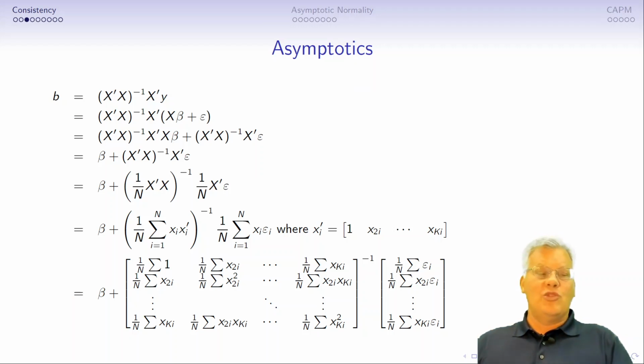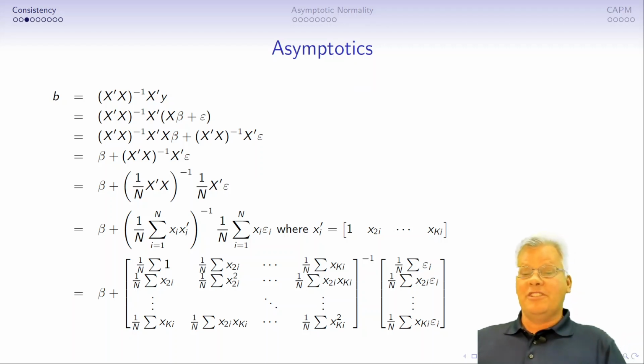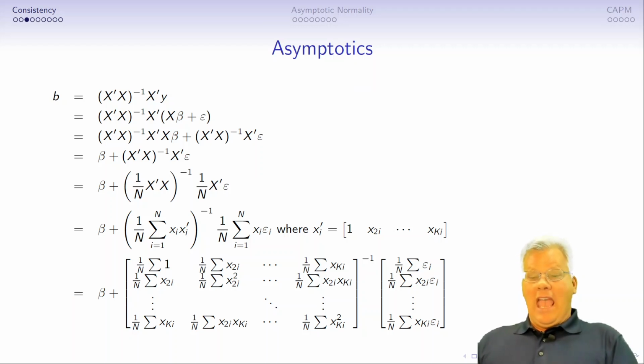The remainder of the matrix, as I go down the diagonal, is 1 over n times the sum of x2i squared, x3i squared, etc. And the off-diagonal elements represent covariances. The matrix on the right-hand side now becomes the average of the population stochastic disturbance terms, and then the average of the population stochastic disturbance terms multiplied by each of the other explanatory variables.